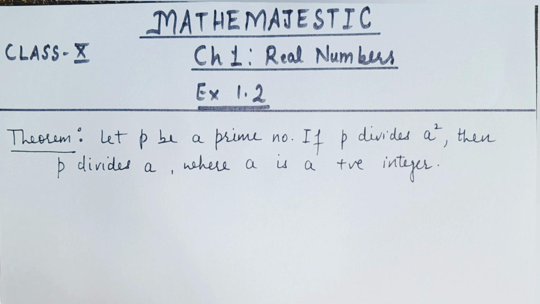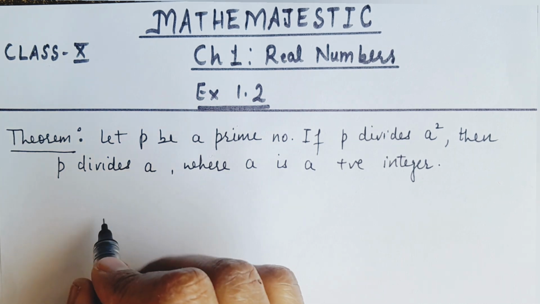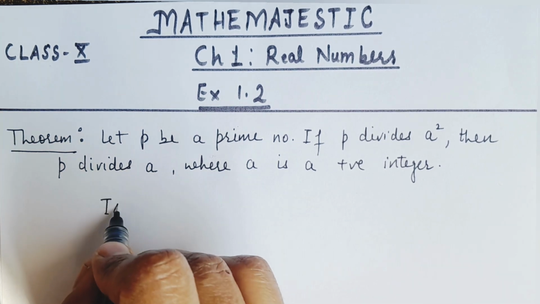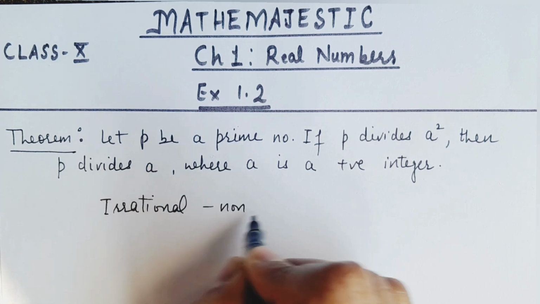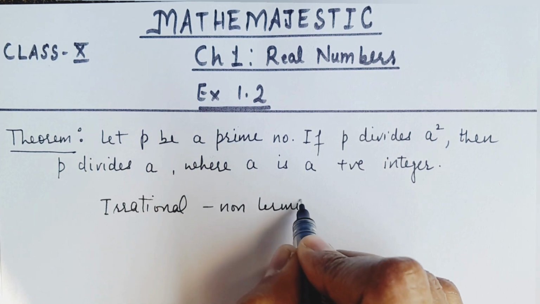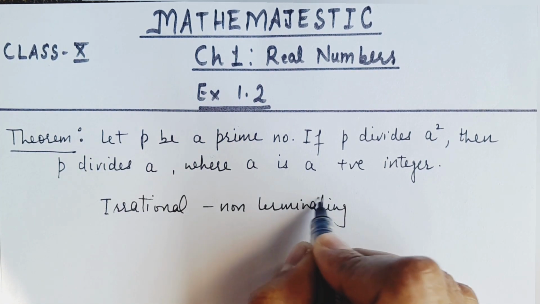In class 9th, we have done the definition of rational and irrational numbers. Rational numbers are basically the numbers which can be written in the form p by q, where p and q are integers and q is non-zero, and the rest of the numbers are called irrational numbers. In other words, irrational numbers are the numbers which are non-terminating and non-repeating as well.